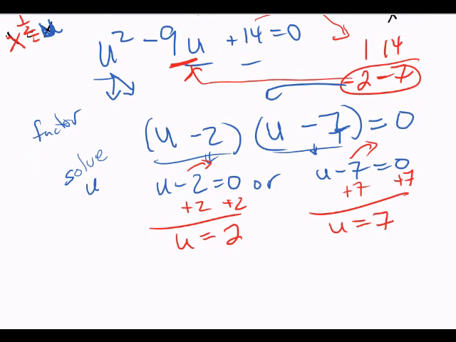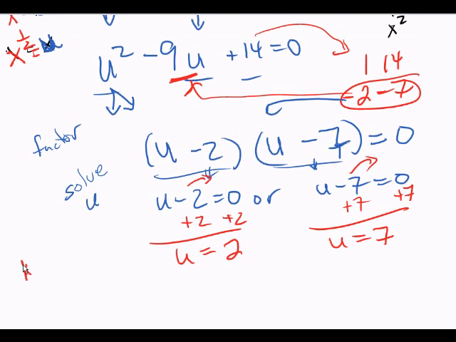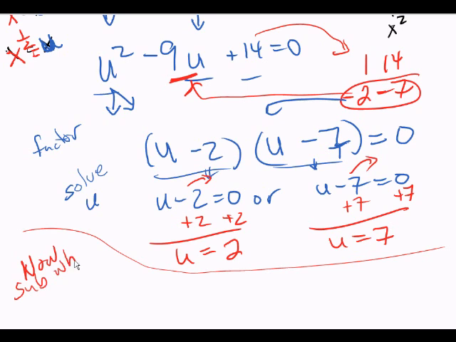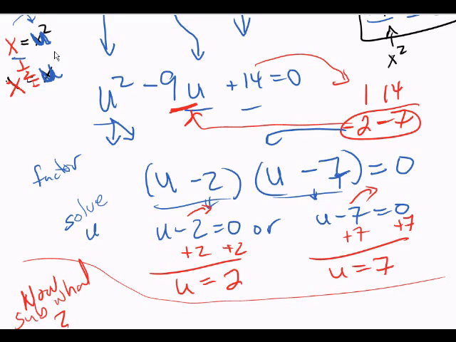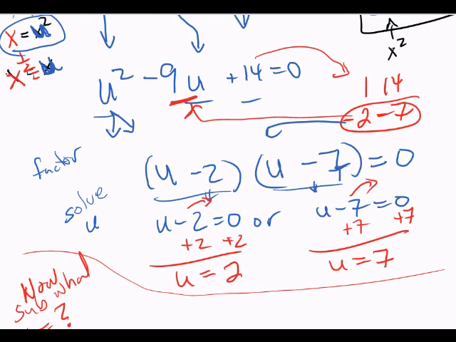Now, this is not my answer. It's close, but it's not my answer. This is what u equals. We have to find out what x equals. So the next step, I'm going to put a little line here: substitute what x equals. And I'm going to write it down. If we look up here, x equals u squared.